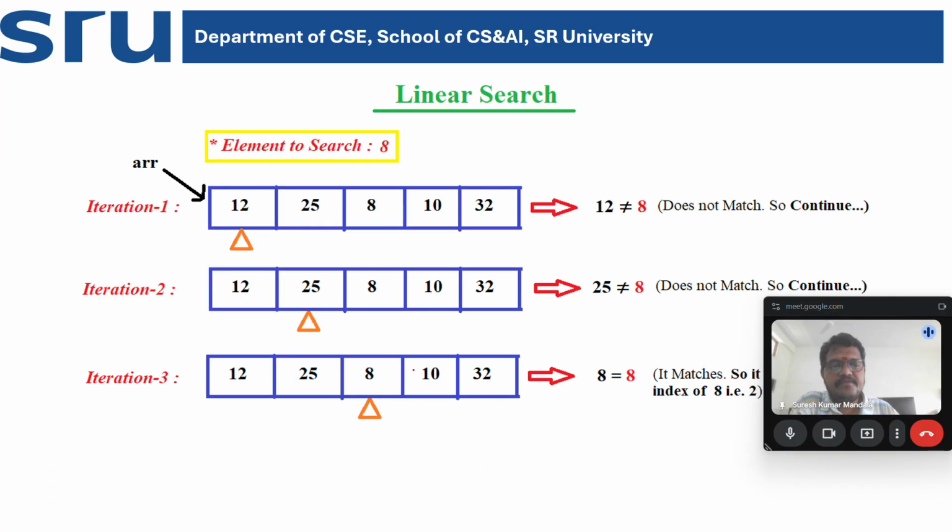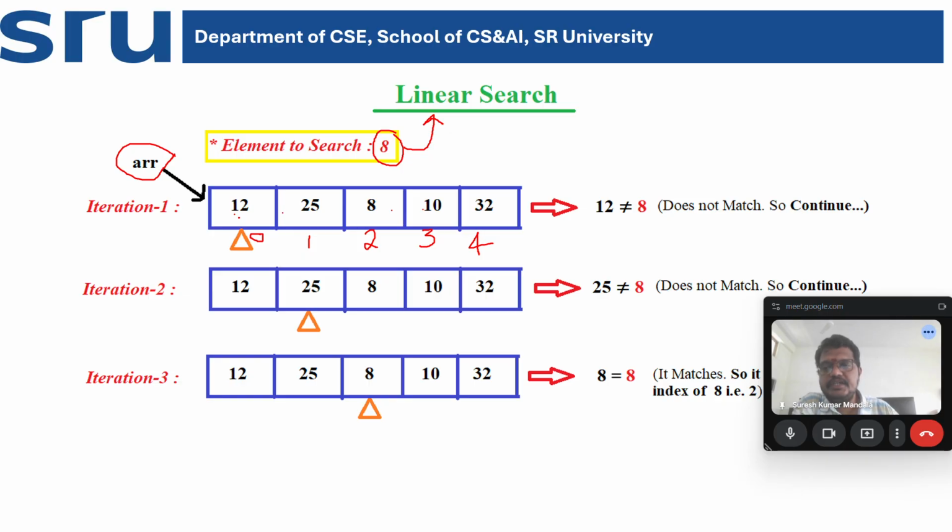This is the graphical representation for better understanding. These are the elements we have: 12, 25, 8, 10 and 32. Within this array, I want to search whether 8 is present or not using linear search. The array name is ARR. Each array has index numbers starting from 0, 1, 2, 3 and 4. These are the index numbers.